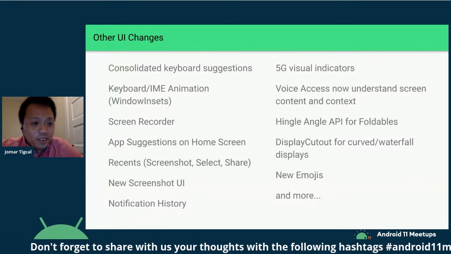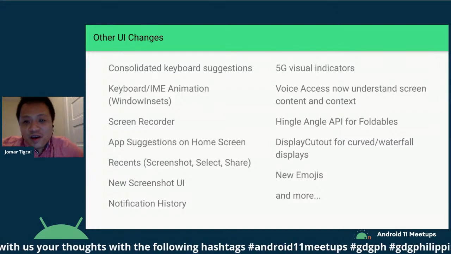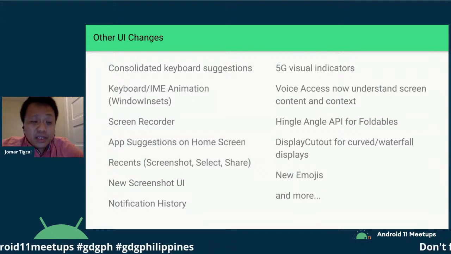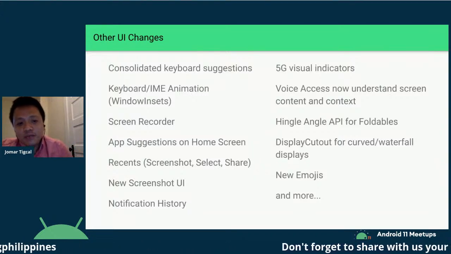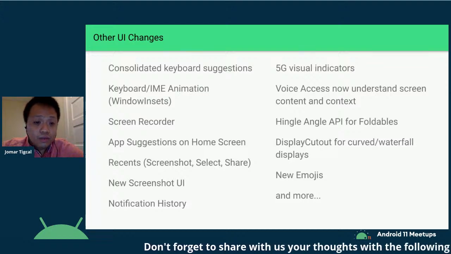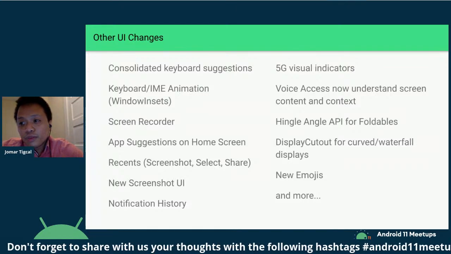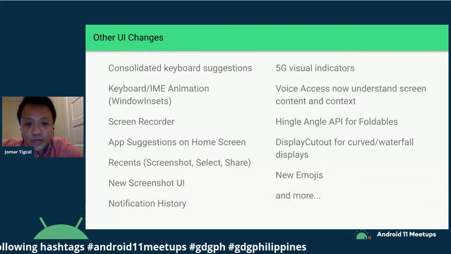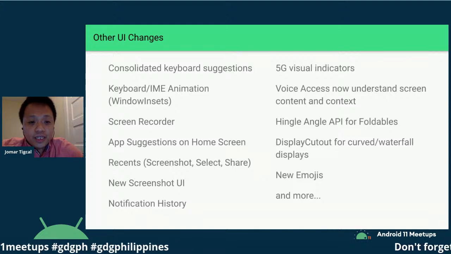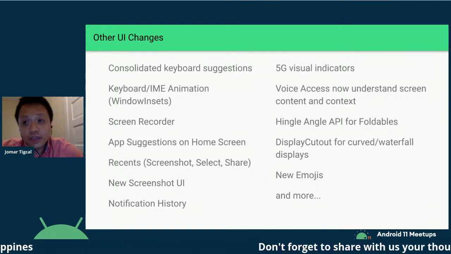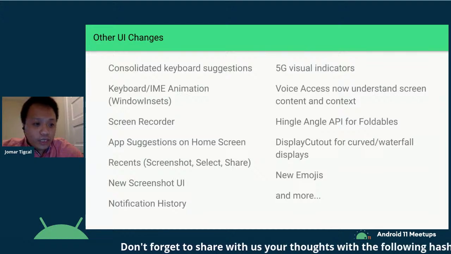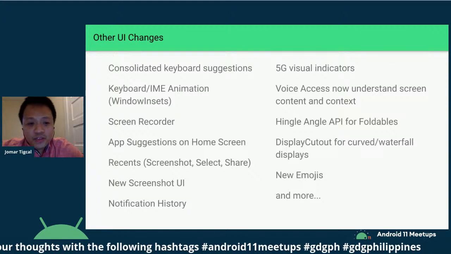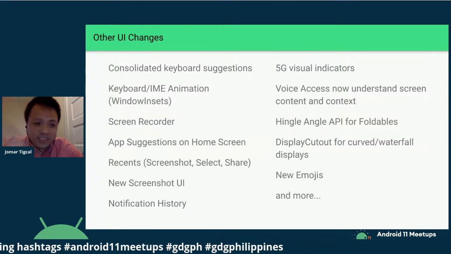Then since 5G is almost here, it's pretty complicated, but there are 5G visual indicators and APIs for that. For foldables, they have also added a hinge angle API so that you can accommodate different screen sizes, and if your device is curved or waterfall, they have separate new APIs for that. And there's even more than what I have listed here. It just cannot fit the slide.